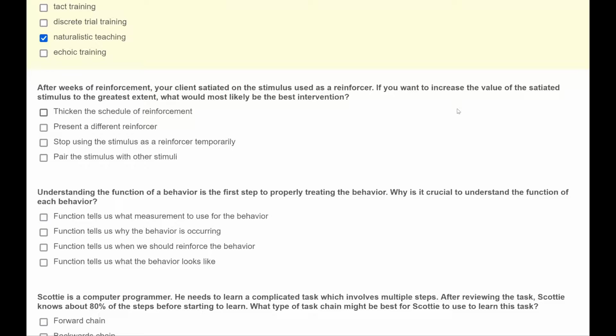C, stop using the stimulus as a reinforcer temporarily. Yes, regardless of what else you do, we need to stop using the stimulus as a reinforcer temporarily. This is going to decrease that satiation and once again, increase the value of the stimulus. D, pair the stimulus with other stimuli. You don't want to pair right now when the value is low. When you pair things, you want the value to be high. So if somebody is satiated on a reinforcer and you want to re-increase that value, you want to stop using that stimulus as a reinforcer temporarily.